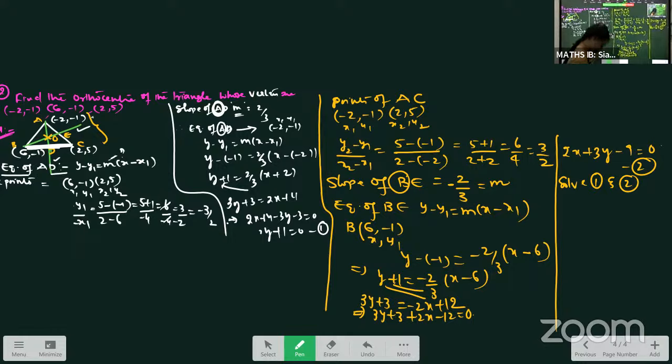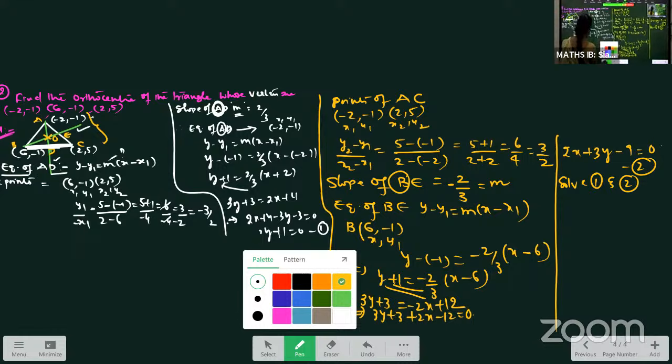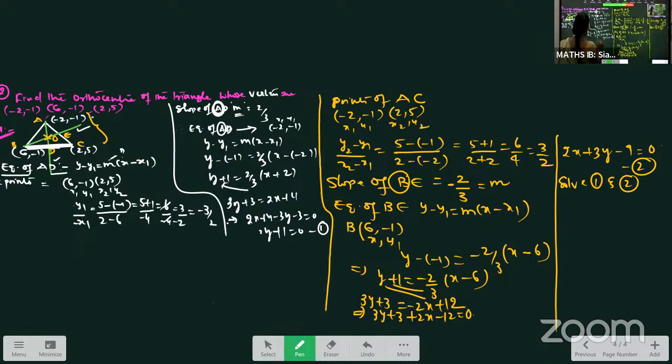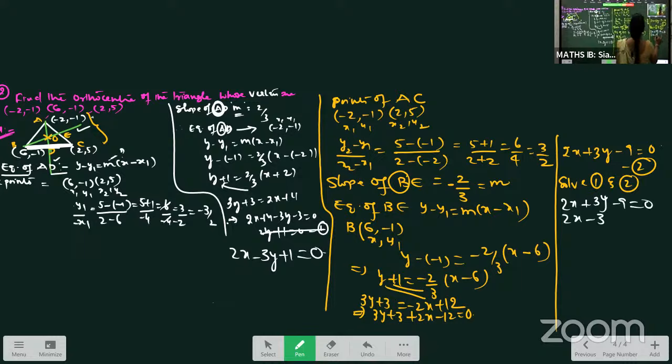2x minus 3y plus 1 is equal to 0 is the first equation. Here, 2x plus 3y minus 9 is equal to 0, and 2x minus 3y plus 1 is equal to 0.